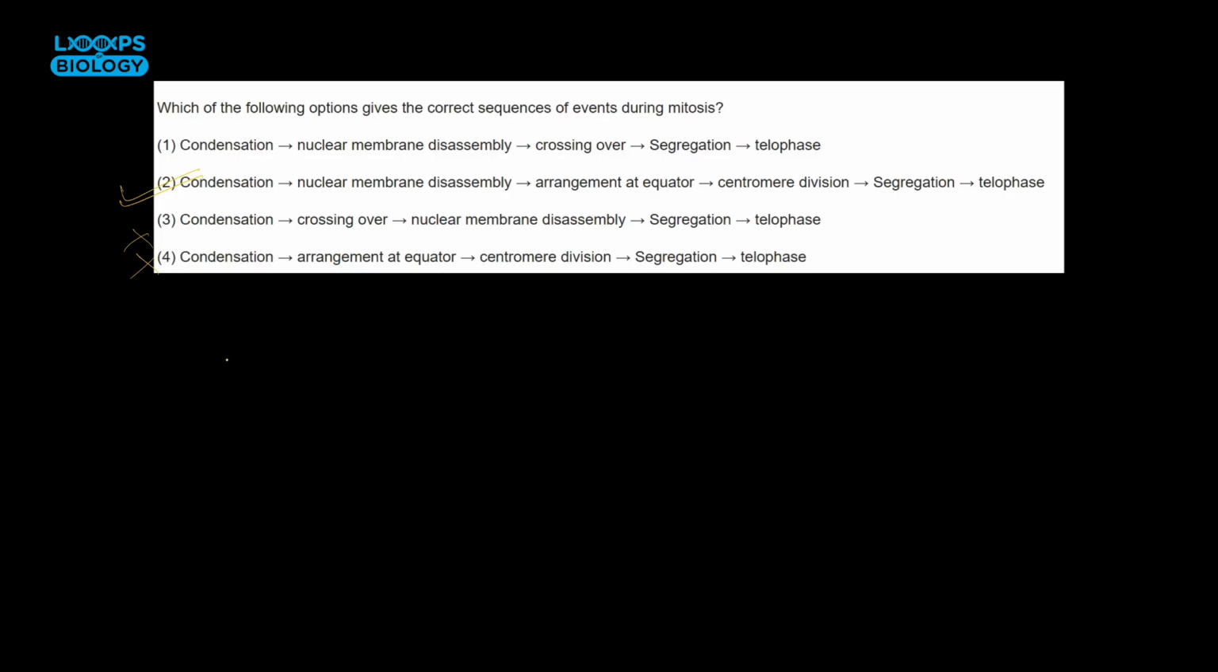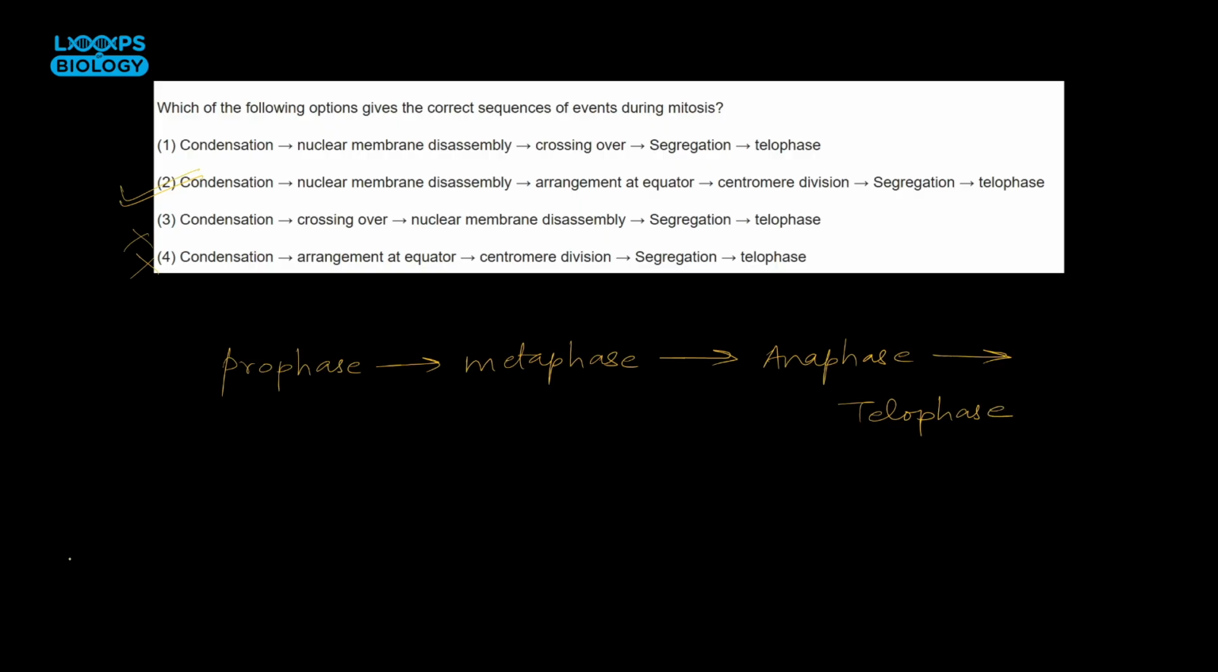So in the first phase, that is prophase, there is going to be condensation and nuclear membrane disassembly. Then finally at metaphase, there is going to be your equator arrangement. Then at anaphase, there is centromere division and segregation. And finally in telophase, there is formation of two nuclei taking place.